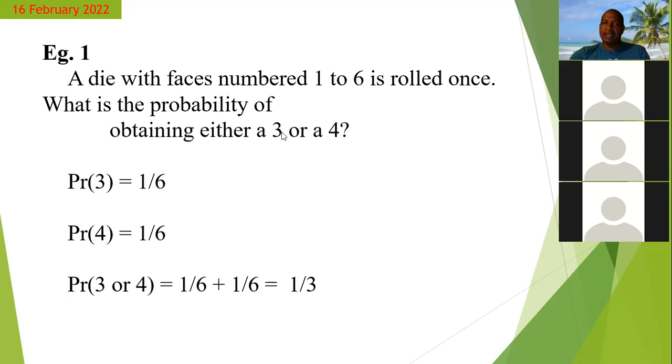So the probability of getting a 3 or a 4, because both of them cannot happen at the same time in a single draw, we would have to find the probability of getting a 3 and the probability of getting a 4, which is 1 out of 6, and 1 out of 6 for the 4. So we add the two of them to get the probability of 3 or 4. And that is why the word or is used, because we are dealing with mutually exclusive events.